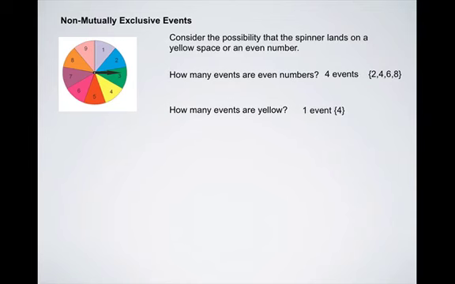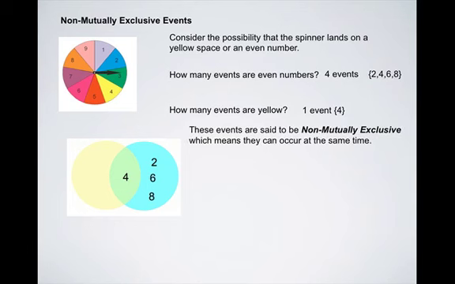So if we take a look at this Venn diagram, the circle on the left-hand side would be the events that are yellow, and the one on the right-hand side would be the events that are even. And you'll notice that 4 is included in both of these events. So these events are said to be non-mutually exclusive, which means that they can occur at the same time.